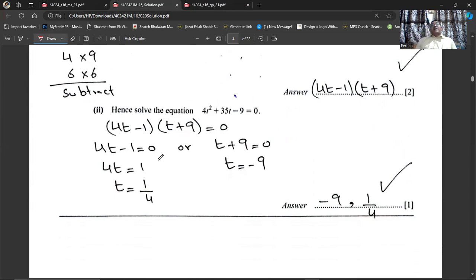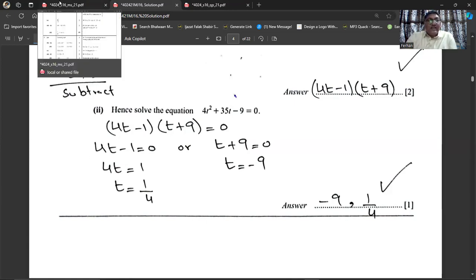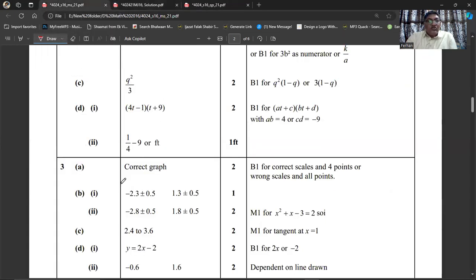Because these two brackets, when they are multiplied, give the answer 0, it means either the first bracket is 0 or the second bracket is 0 or both brackets are 0. So I will write 4t minus 1 equals 0. So 4t will be equal to 1, so t will be equal to 1 by 4. Now we have t plus 9 equals 0, so t will be equal to minus 9. So there are two values of t: one is minus 9 and the other one is 1 by 4. This is our answer.